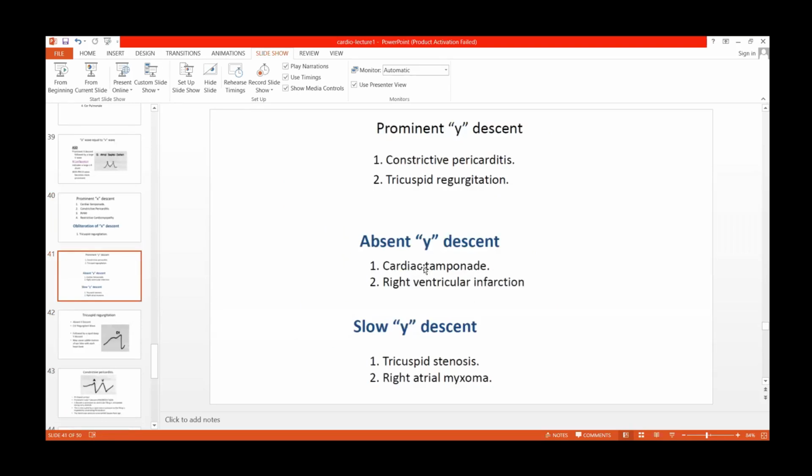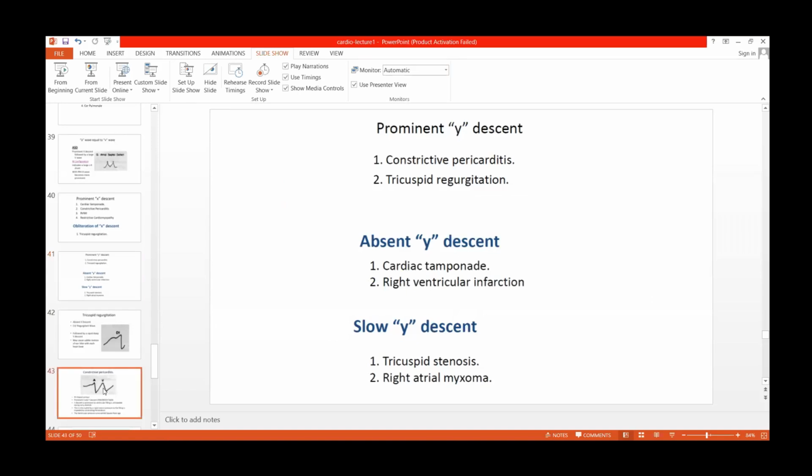Absent Y descent is mainly seen in cardiac tamponade and right ventricular infarction, and slow Y descent is mainly seen in tricuspid stenosis and right atrial myxoma. And prominent Y descent is seen mainly in constrictive pericarditis and tricuspid regurgitation.